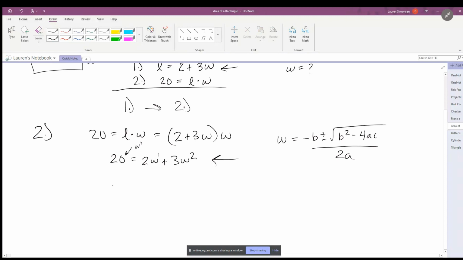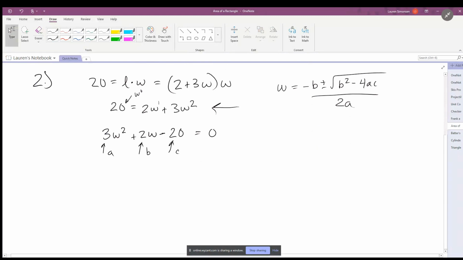So let's rewrite this equation into our quadratic form. Quadratic form is you have the squared term first, then the first power term, and then we set it equal to 0. So we need to subtract 20 from both sides, so minus 20, and that is our quadratic form. So 3 is a, 2 is b, negative 20 is c. Don't forget that negative. Now we have it in the correct form. We can use this formula to solve for w.